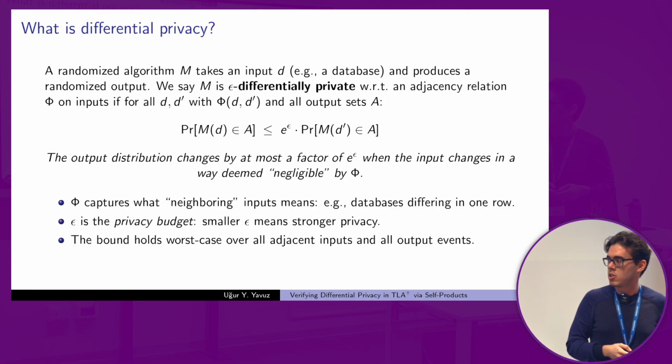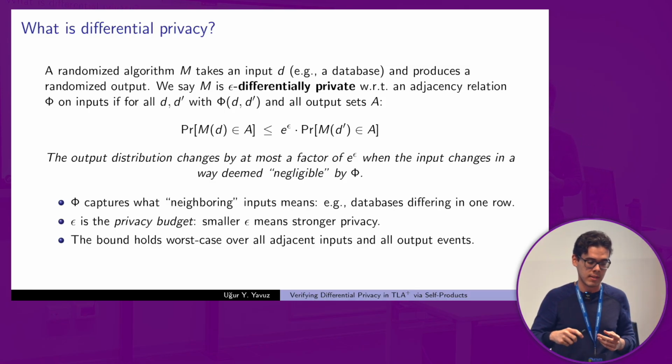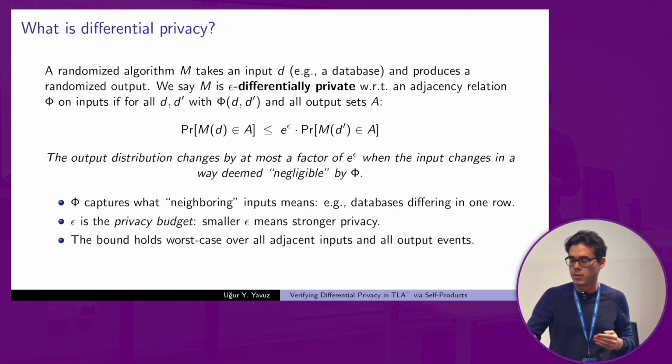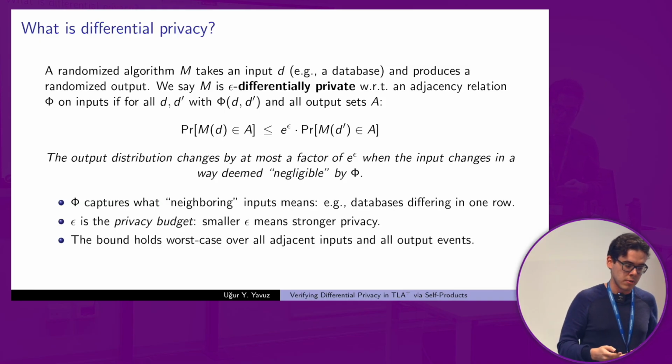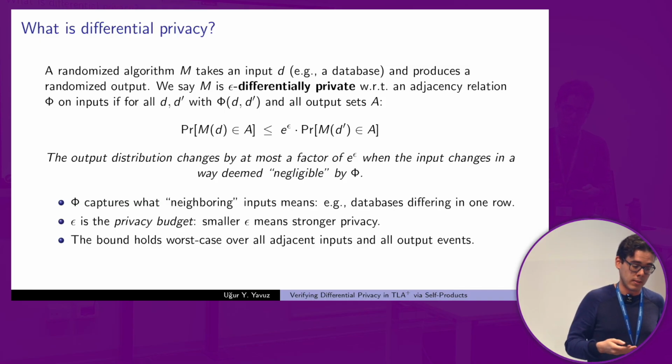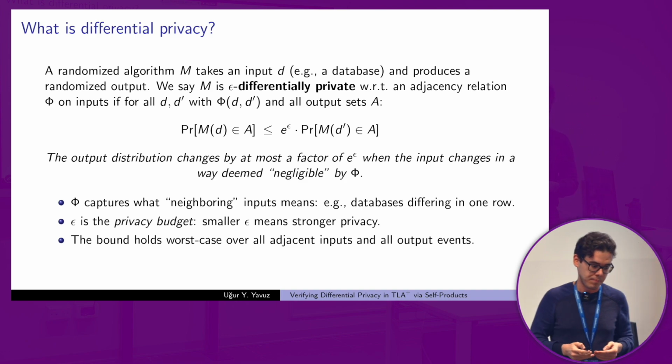Next is epsilon, which is the privacy budget, and smaller epsilon means stronger privacy. The two distributions have to be closer together. At epsilon equal to 0, applying the inequality in both directions forces the two distributions to coincide, which means that the algorithm reveals nothing about whether the input was D or D prime. As epsilon grows, you get more useful answers, but you get weaker privacy. And choosing epsilon in practice is an engineering problem.